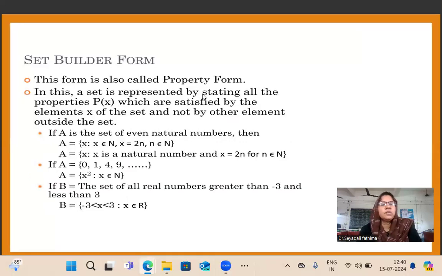In builder form, also called property form, a set is represented by stating all the properties P(x) which are satisfied by the elements x of the set and not by any element outside the set. We see an example. If A is the set of even natural numbers, then A can be written as A equals the set of x such that x belongs to N, where N is the natural numbers and x equals 2n.